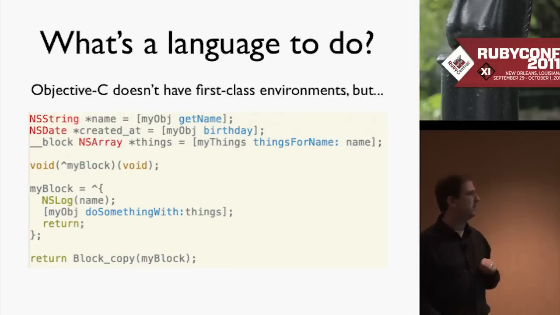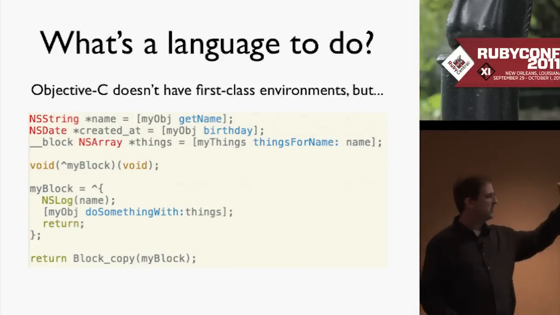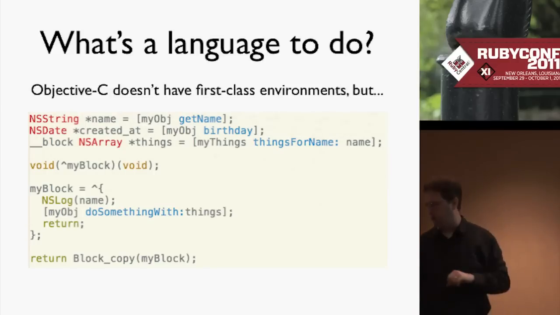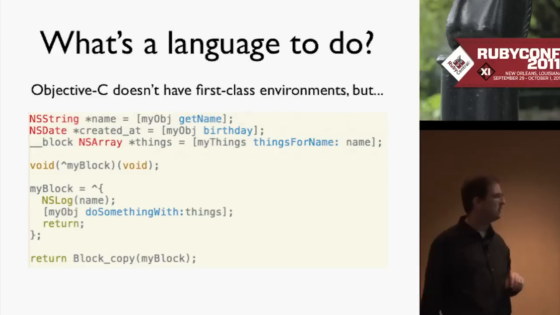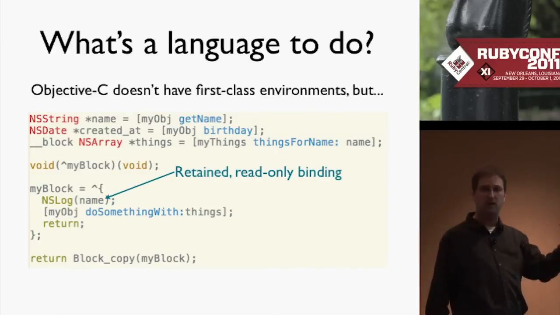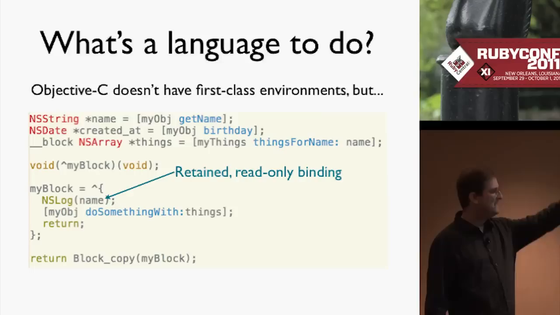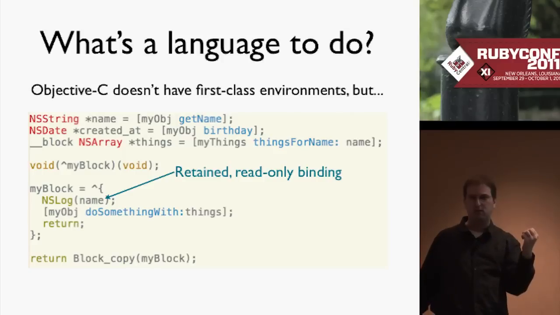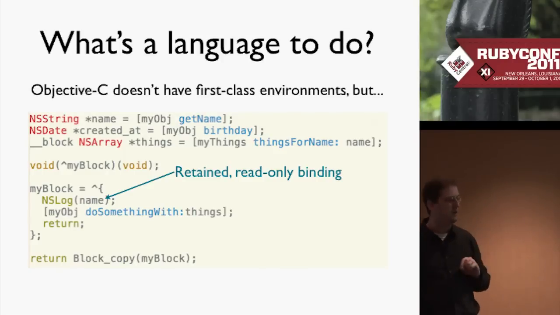And I kind of like what Objective-C does, because when you declare these variables, right? So here are our bindings. We got a name. We got a created at. We got things. Then we're going to create a closure, right? And what happens is if we reference one of these bindings inside the closure, name gets automatically retained when we do our block copy right before returning, right? So we retain it, but we retain it in a read-only form.